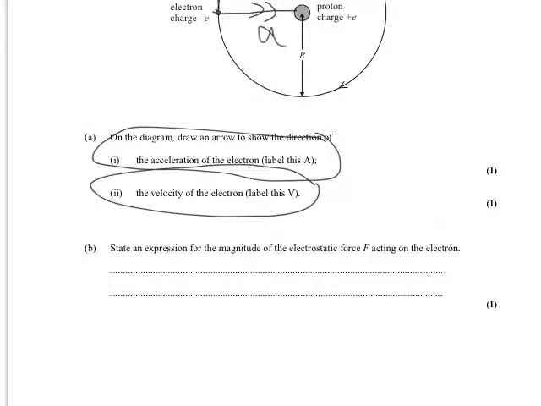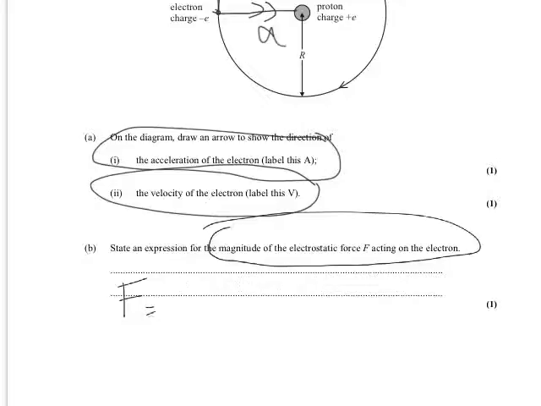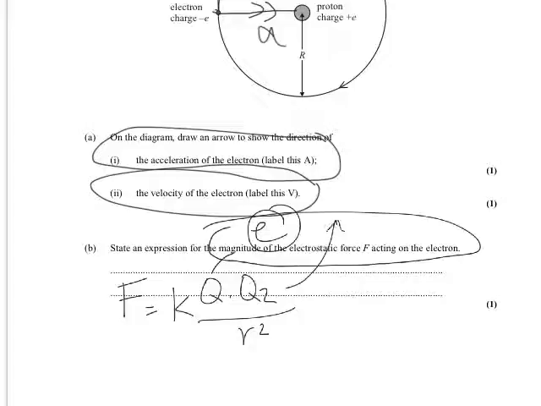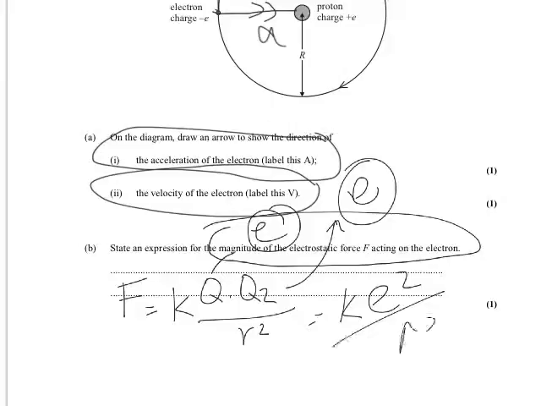Now this takes us back to electric fields. State an expression for the magnitude of the electrostatic force. F equals k q1 q2 over r squared. But our charges are electrons, so we don't need to leave it as q. We've got an electron and we've got a proton. But a proton has the same charge numerically, it just happens to be a different sign. So what we end up with is k e squared over r squared.